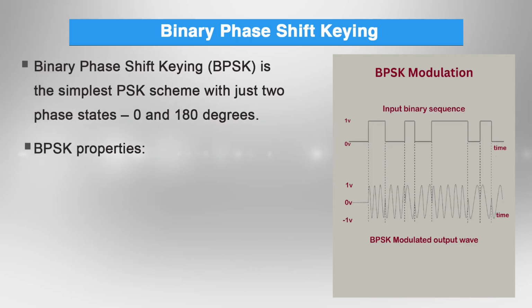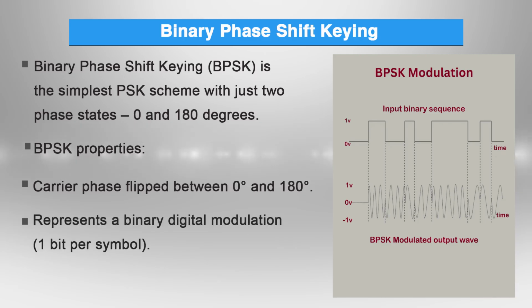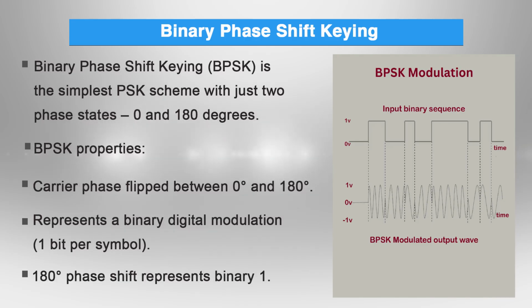Binary phase shift keying has various properties, such as the carrier phase flipping between 0 and 180 degrees. Similarly, it represents a binary digital modulation, 1 bit per symbol. A 180 degree phase shift represents the binary 1. No phase shift indicates binary 0 here. So, the binary signal directly modulates the 180 degree carrier phase shifts.